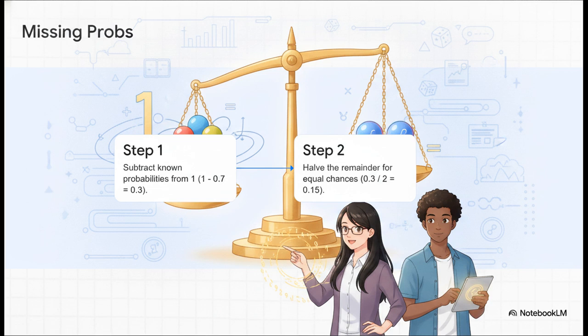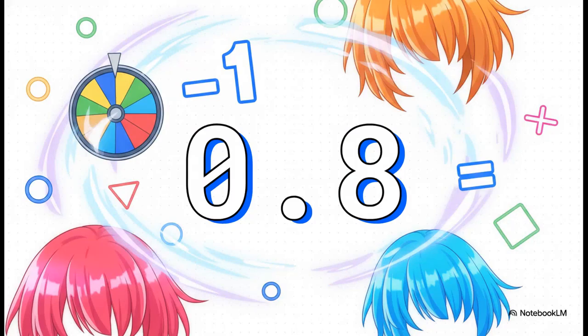Applying that one rule makes a seemingly tricky, stressful problem just incredibly simple. And you know what the examiner loves to do next? They might follow up by asking, what is the probability of the spinner not landing on yellow?